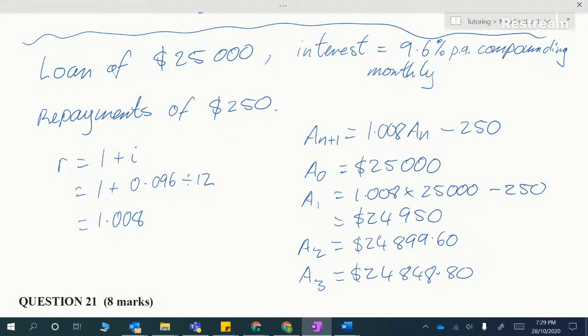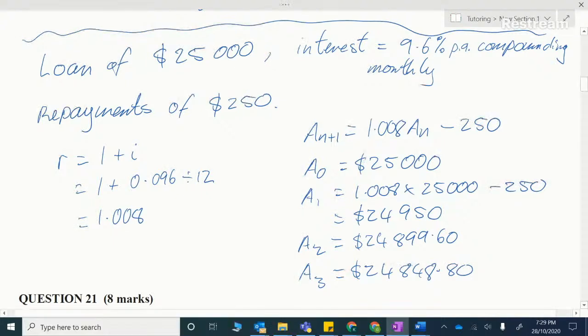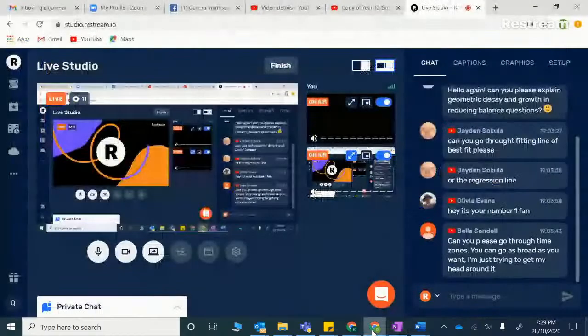How did we go with that question? Did you kind of get there in the end, hopefully? All right. I'm just going to blank my screen for a second while I find that question I was thinking of. There we go.